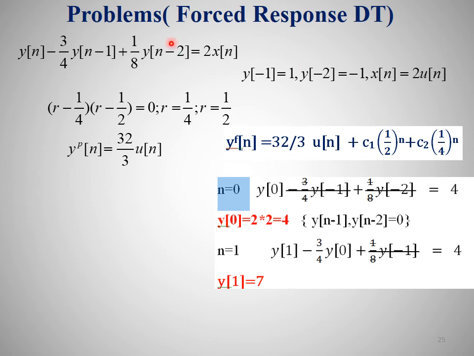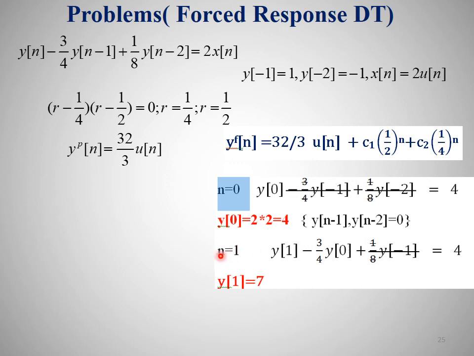Substituting this in the expression here, we will be getting when n equal to 0, this is y of 0 minus 3 by 4 y of minus 1 as has been given here plus 1 by 8 y of minus 2, and the input here is 2 into 2un, which means 4. So that is why 4 has been written, because that is like an impulse at n equal to 0. Such an input can be considered. So y of 0 is going to be equal to 2 into this 2, that is how we are getting the 4. So y of 0 is going to be equal to 4.